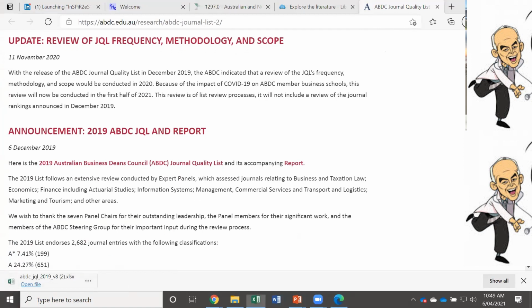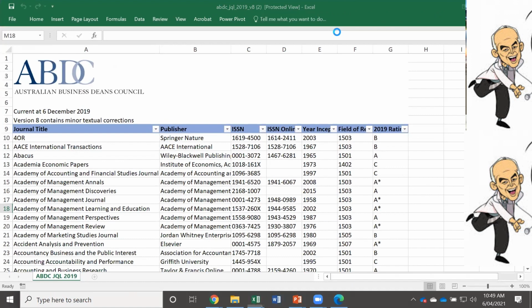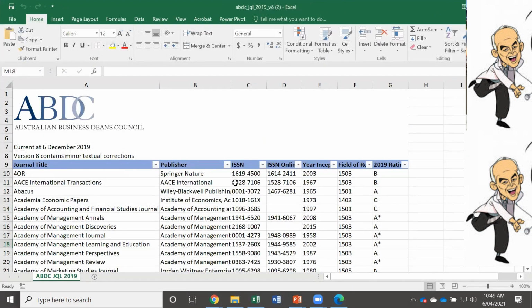I'm opening that Excel file. The way I view this, your key papers should be from this list and in a top rank. There are 4 rankings: A star, A, B, C. A star is on the top.